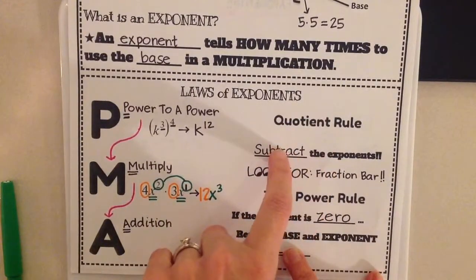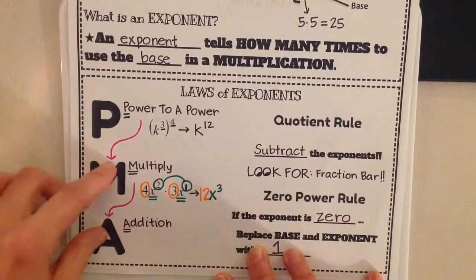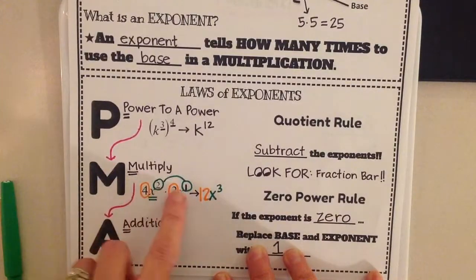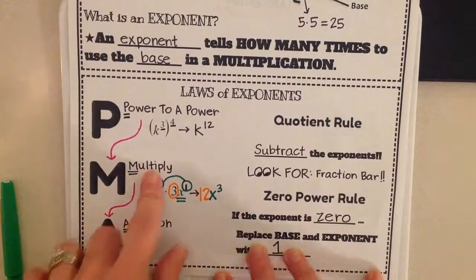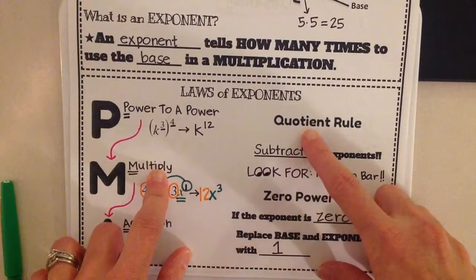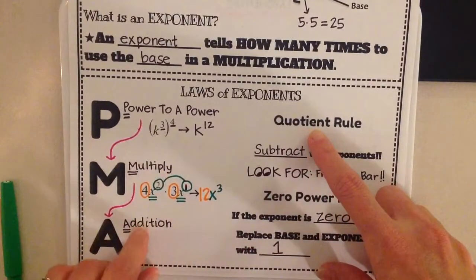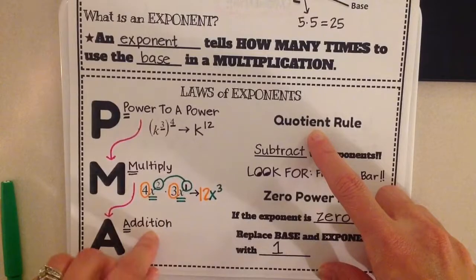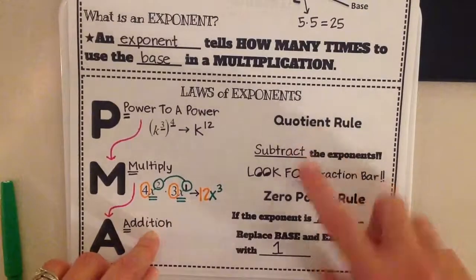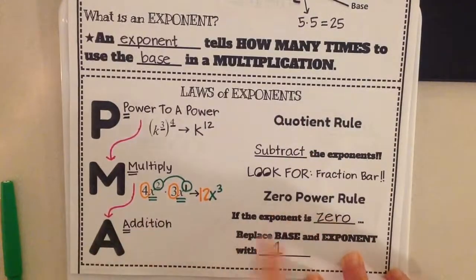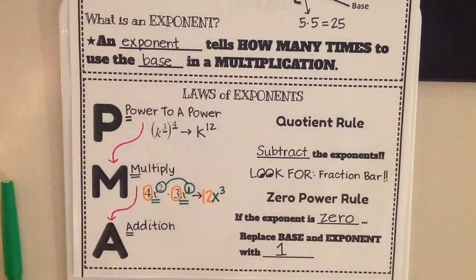I'm actually using subtraction, because if you look over here, when we were multiplying, I added. Well, what is the opposite of multiply? Quotient, divide. What's the opposite or inverse operation of addition? Subtraction, okay? And then the 0 power rule. If your exponent is 0, you are going to replace your base and exponent with a 1.